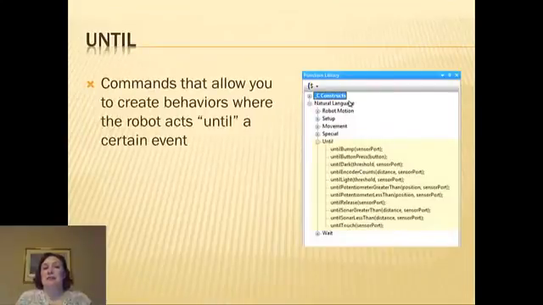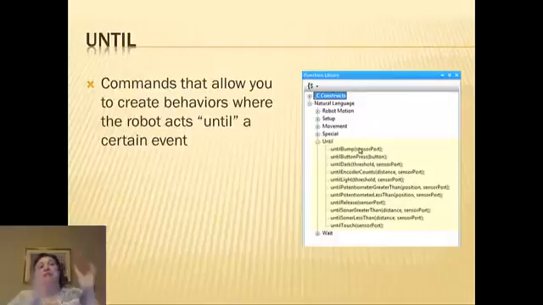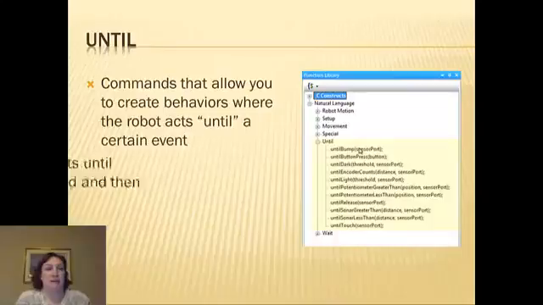Untils are really interesting. This tells the robot to do something until something happens. You can tell it what the thing is to do before the until, and then you can tell it what the action of the until is. If you look at the top one here, it says until bump, meaning whatever you're doing, just keep doing it until bump. As soon as I hit that bump switch, then you do something else, and it bumps you into another set of code or gives you another command.